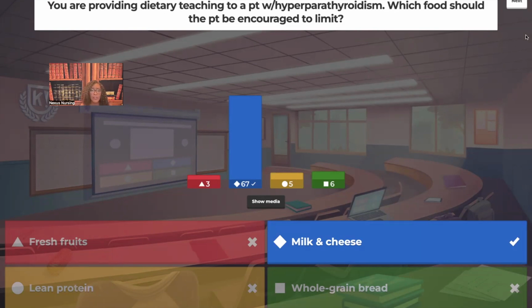Fresh fruits, we love fresh fruits, full of fiber, helps empty the bowel. Lean protein, we love protein. It helps you build muscle. It helps with wound healing. Whole grain bread, we love that. It's high in what? Fiber, right?